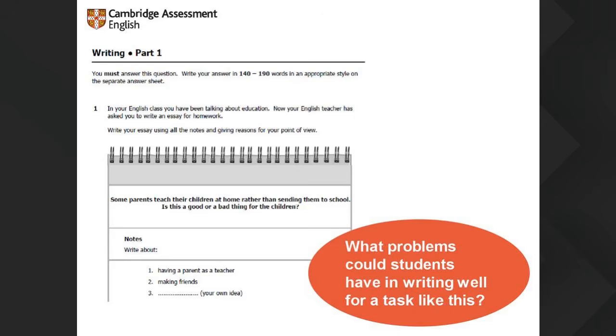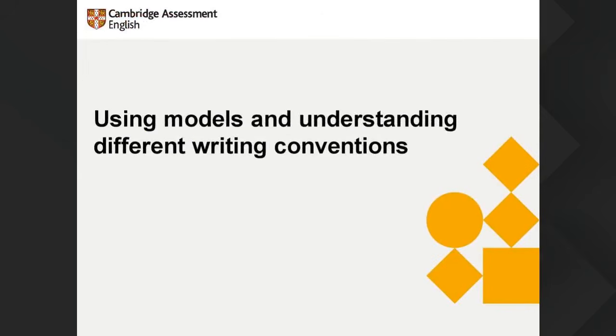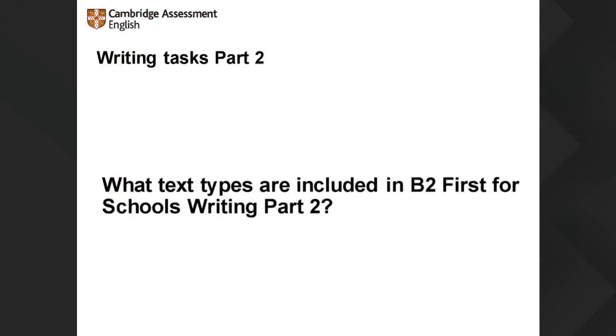So moving on from samples briefly onto models and conventions, Victoria? Yeah, we're going to ask our participants about all the text types that are included in B2 First for Schools, writing part 2. And B2 First as well, if you want, but we'll be focusing on for Schools. So what other text types are included?